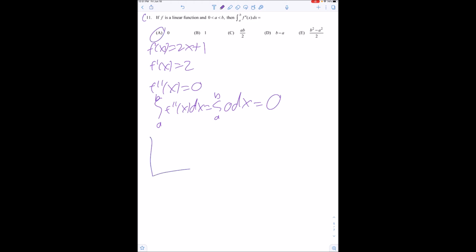And just to visualize this a little more, let's draw a graph. So let's say this is 2x plus 1. Then we get the derivative of 2, and then we get the derivative again, which I'm going to draw like this because it's 0. So then we're trying to find the area under this graph, but there is no area because it's just at 0, which is why it's choice A and it's 0.